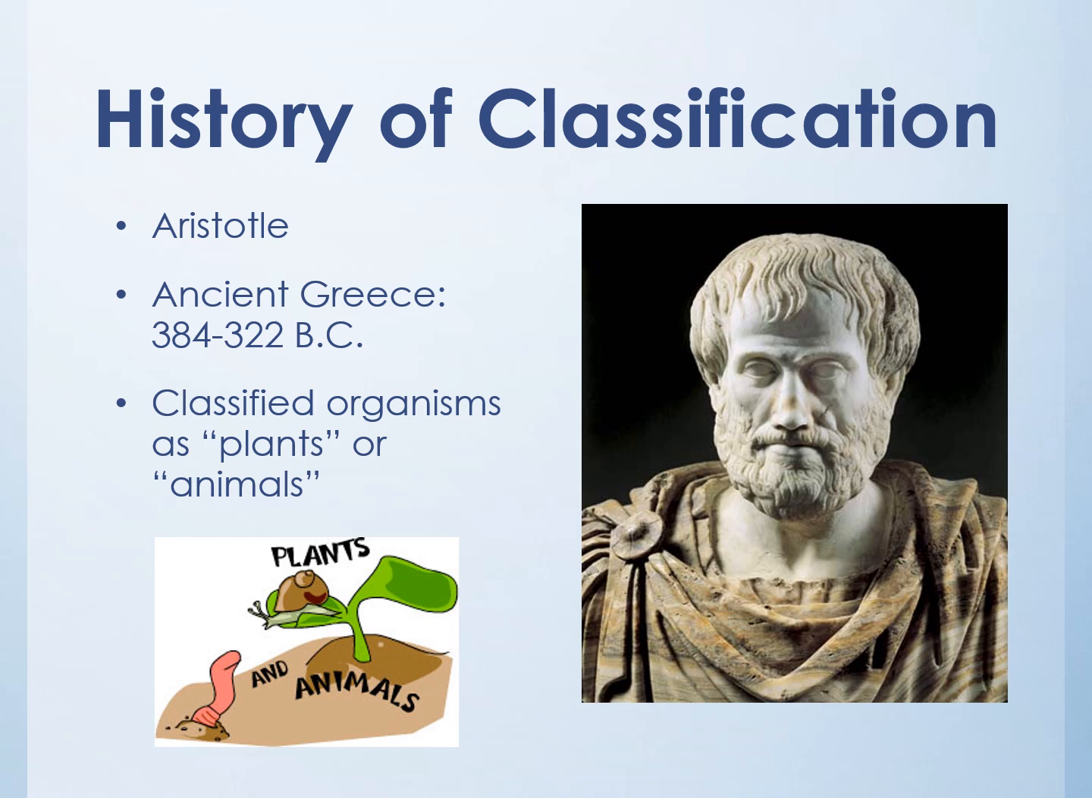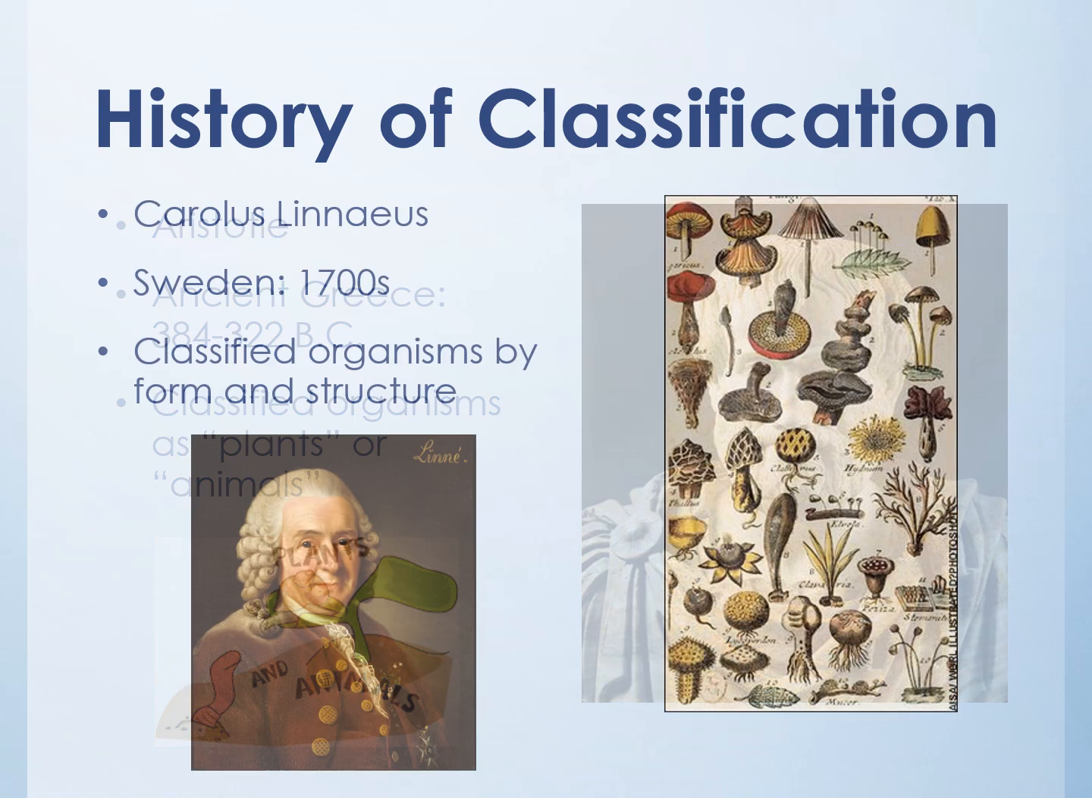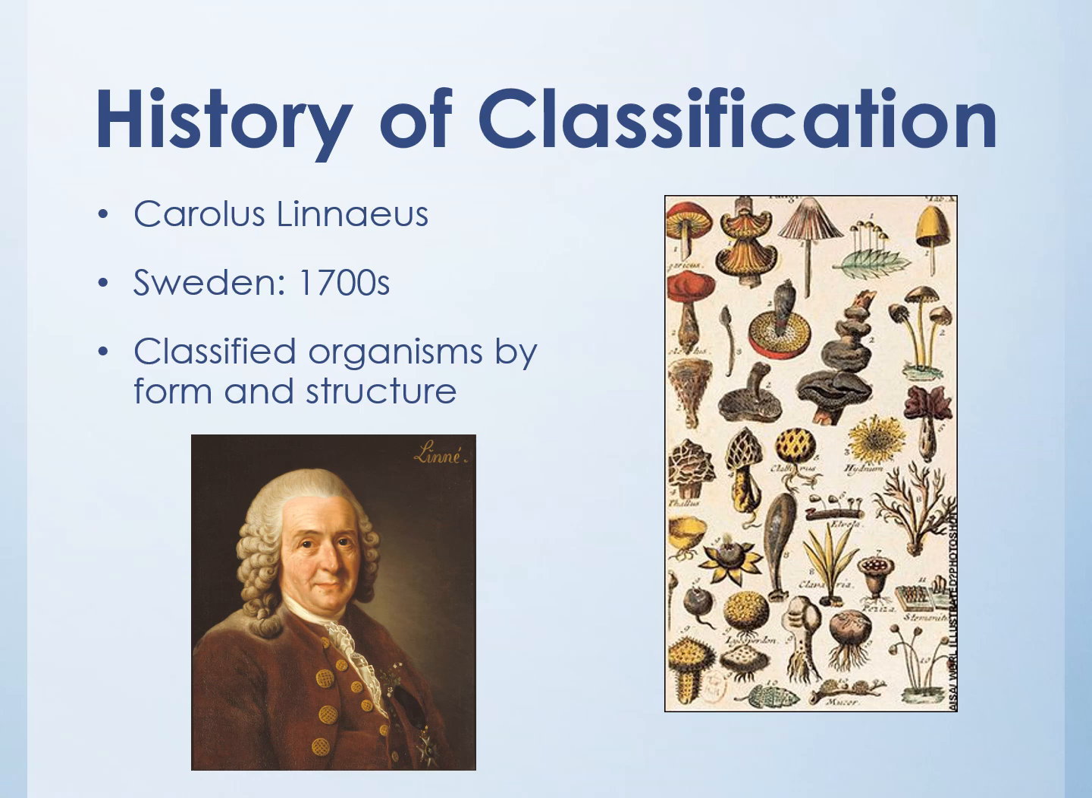One of the first known people to begin classifying organisms was a man named Aristotle, who lived in ancient Greece from 384 to 322 BC. He classified organisms as plants or animals. Much later in the 1700s, a Swedish naturalist named Carolus Linnaeus began classifying organisms by their form and structure, or how they look.